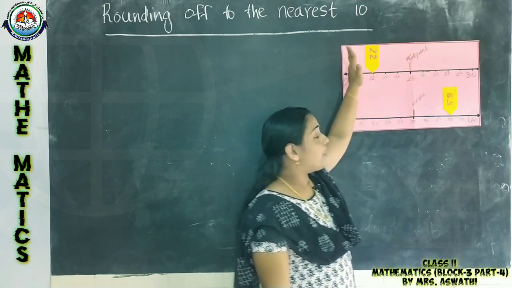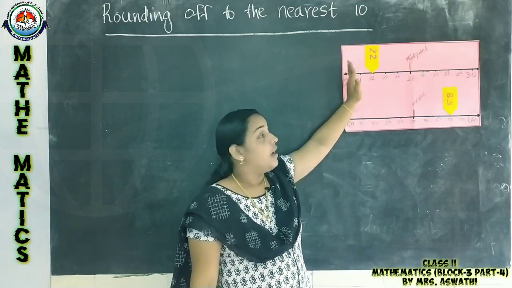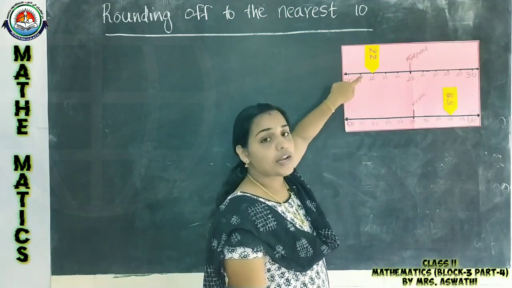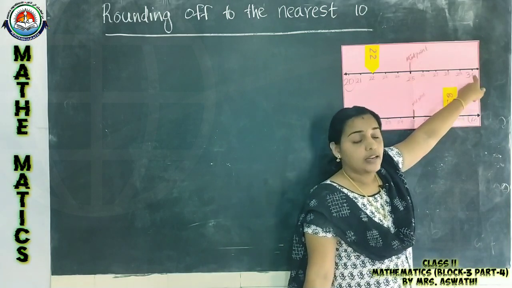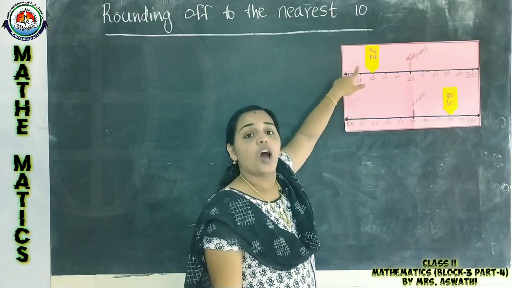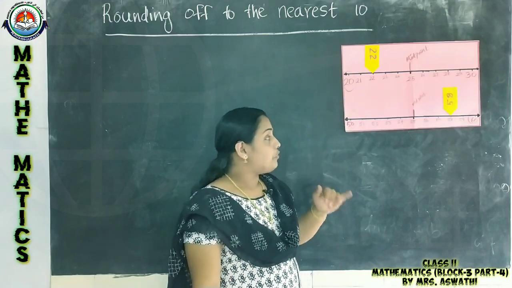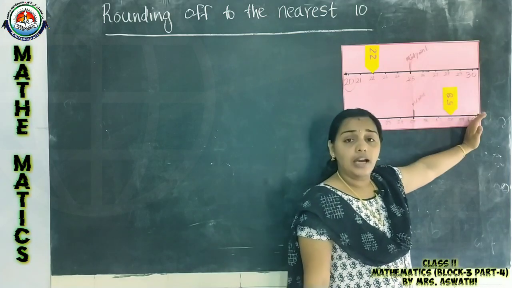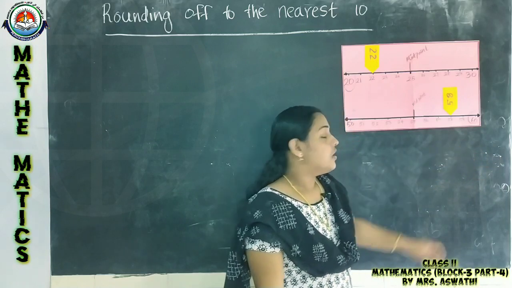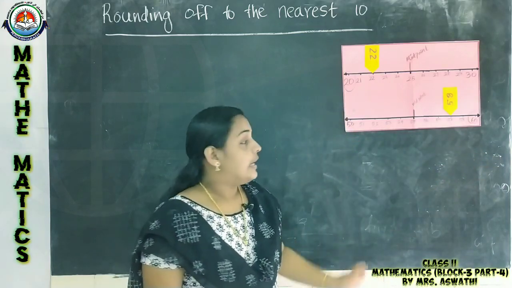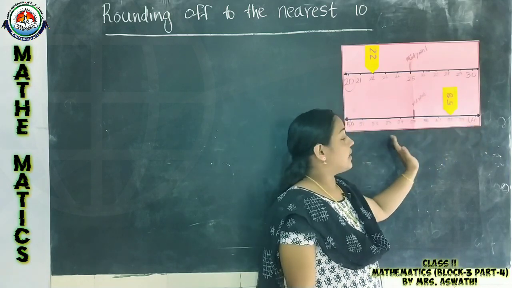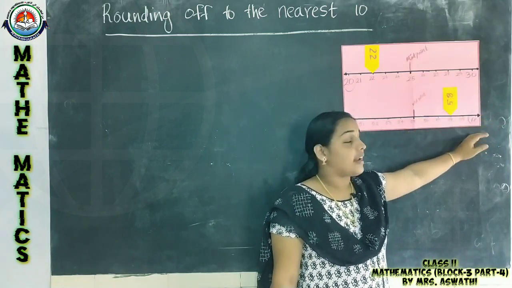If the number comes before the midpoint, we round off to the smaller 10. This is the smaller 10. This is the greater 10. If the number comes after the midpoint, here 58 comes after the midpoint, so we round off to the greater 10. Which is the greater 10 here? 60. Yes, we round off to the greater 10.